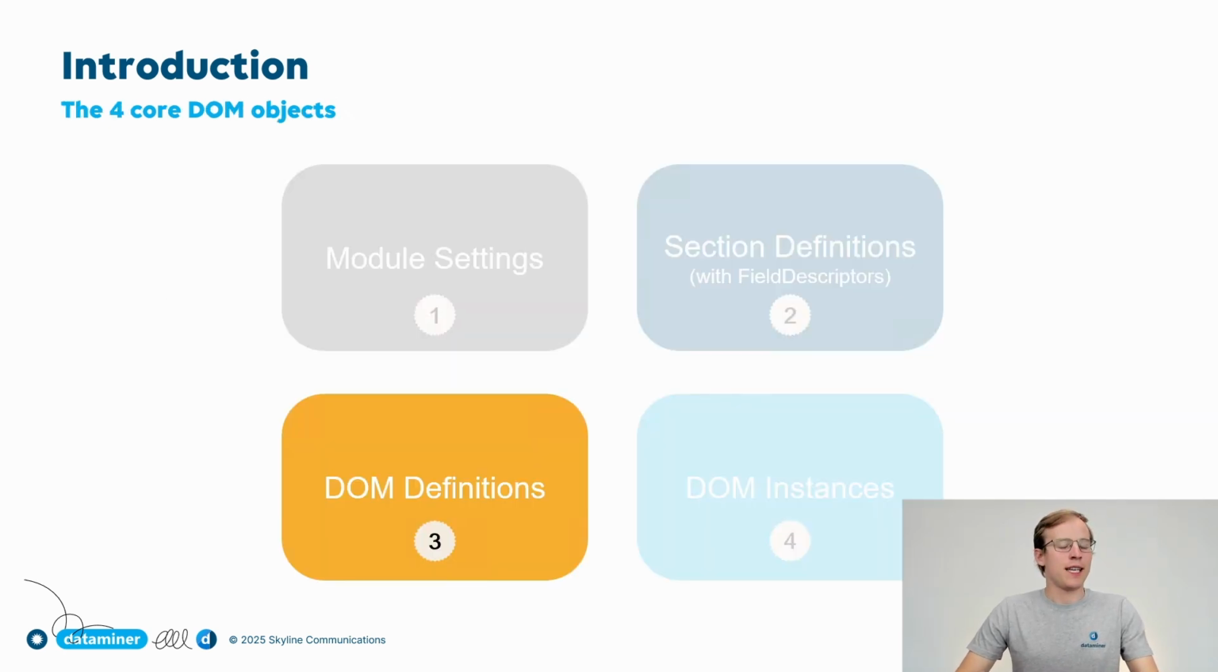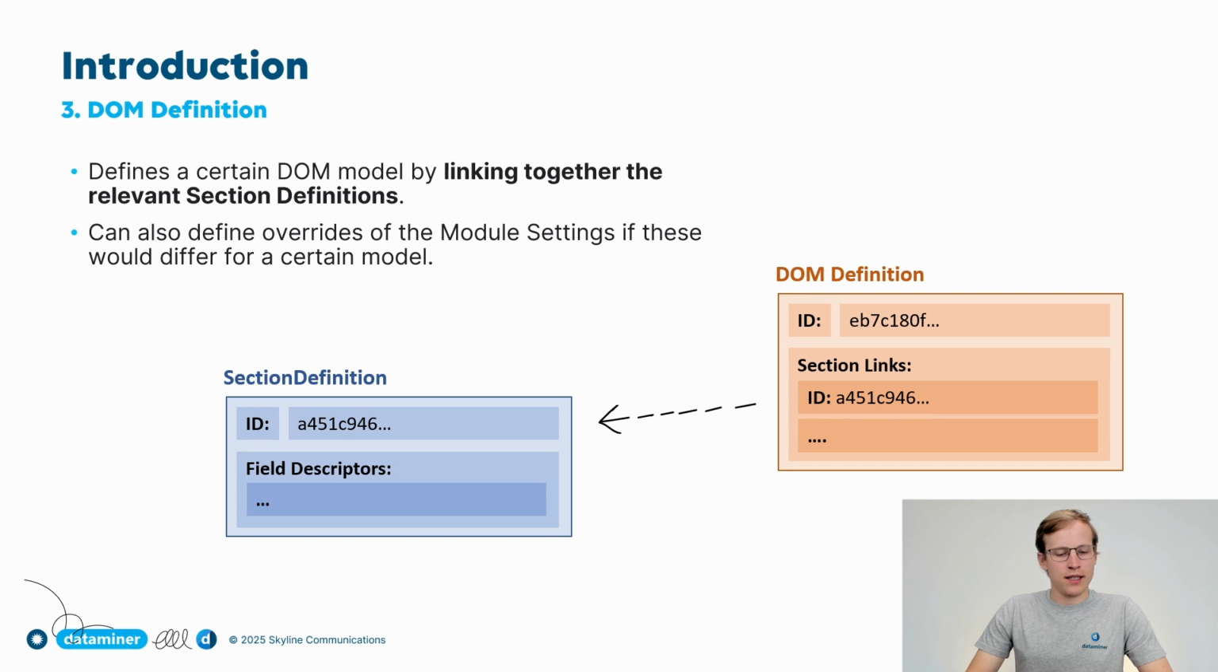So that's pretty much it for the section definitions. It simply is a list of the fields that we want to have in our model. And then we have our last kind of configuration object, the DOM definitions. If you look at the DOM definition, it's actually quite a simple object. It simply contains a collection of links to section definitions. So it says, hey, my DOM model, my vehicle, is represented by this section definition, and this section definition. In our case, we'll keep it simple and just use one section definition, but it's possible to have multiple.